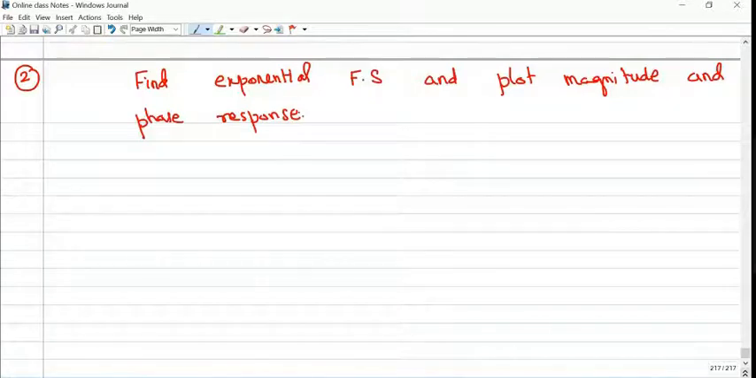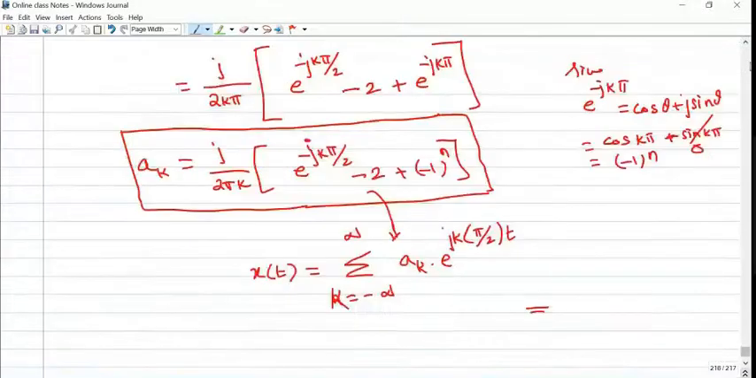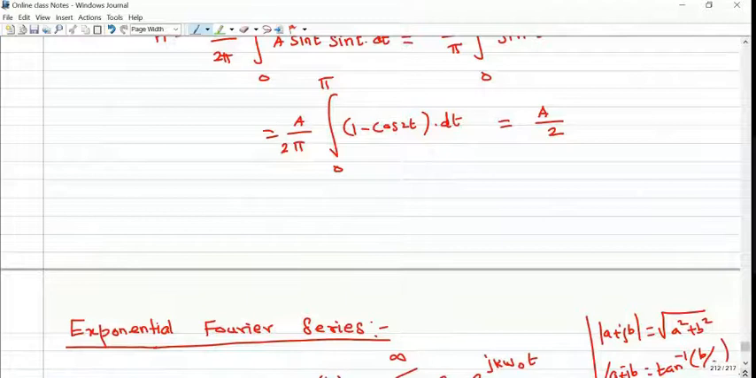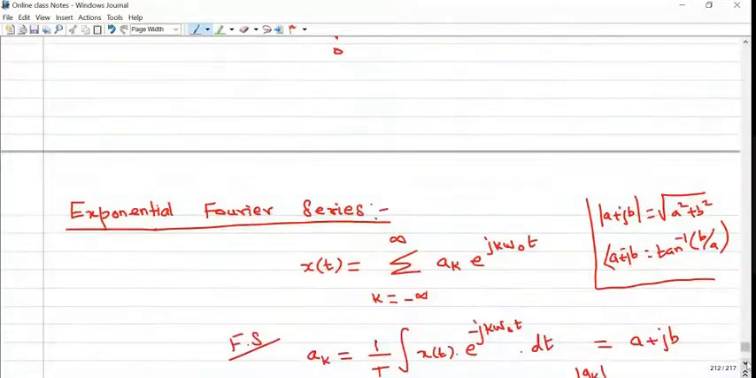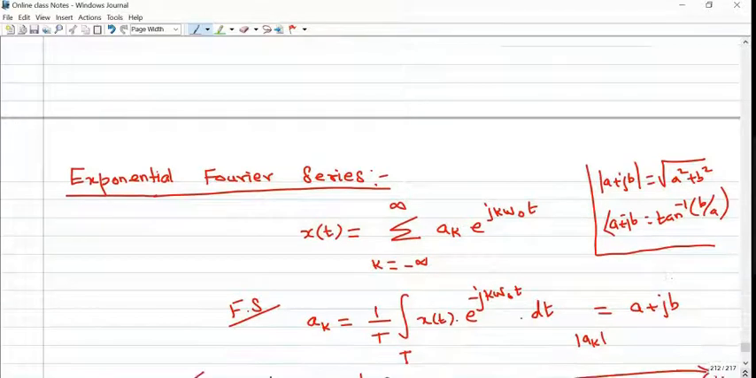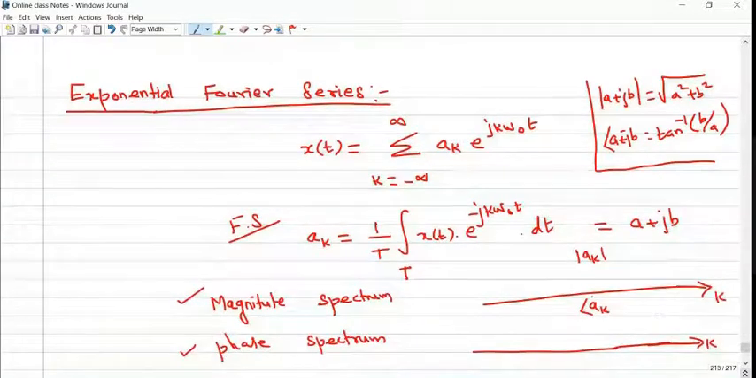So how do we draw the magnitude response and phase response, or magnitude spectrum and phase spectrum? Your result ak will be in the form of a complex number, A plus jB form. We need to substitute k equal to 0, 1, 2, 3, and k equal to minus 1, minus 2, minus 3, and so on. For each value of k, find the magnitude, that is root of A square plus B square, and the angle, tan inverse of B by A. Then we have to plot the sketch: at 0, what is the modulus of ak, then 1, 2, 3, and here minus 1, minus 2, minus 3.